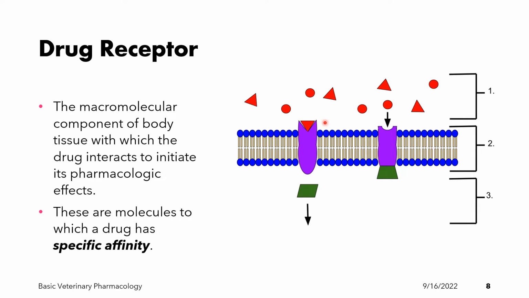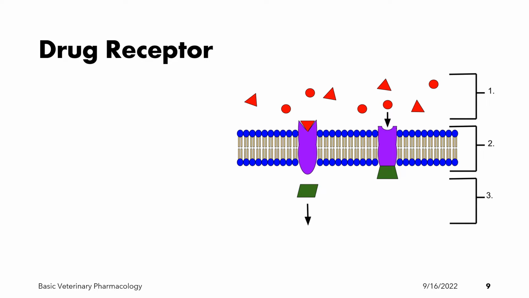Upon the binding of the drug to its receptor, that is known as the drug action. That is the time that the drug-receptor complex will be formed, and that will produce a cascade of events that will eventually lead to the formation of the drug effects.